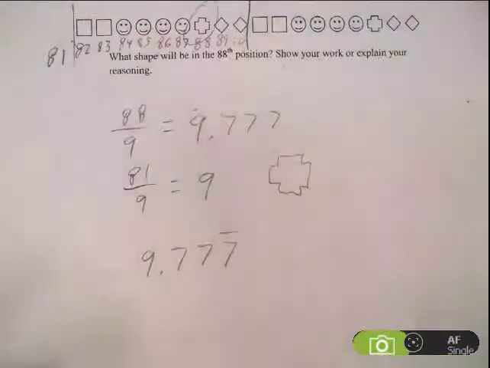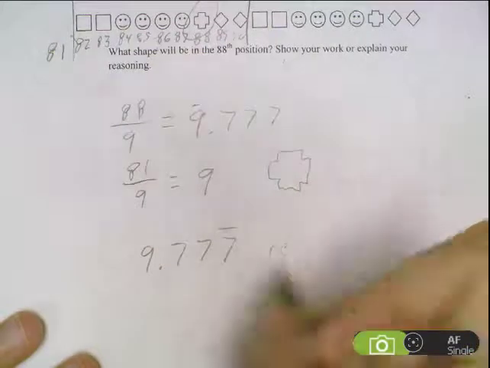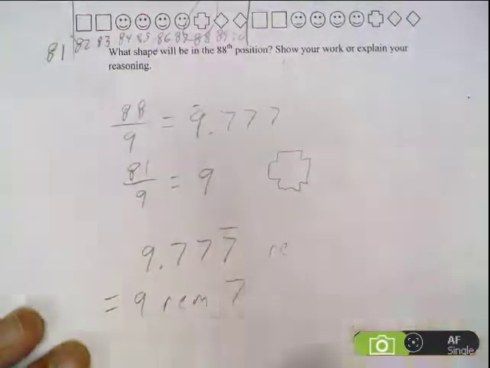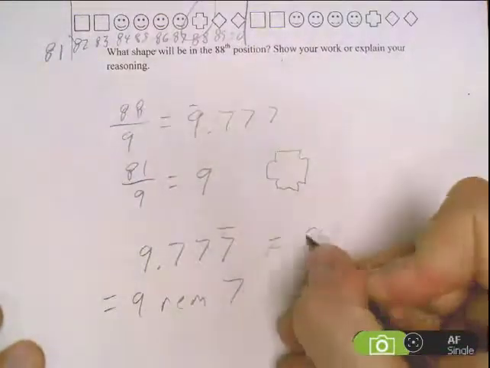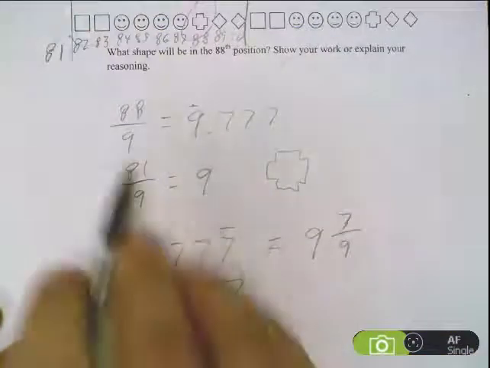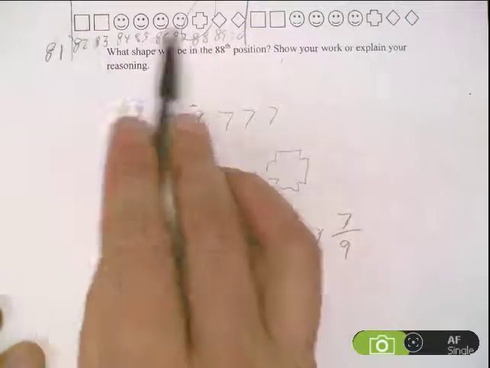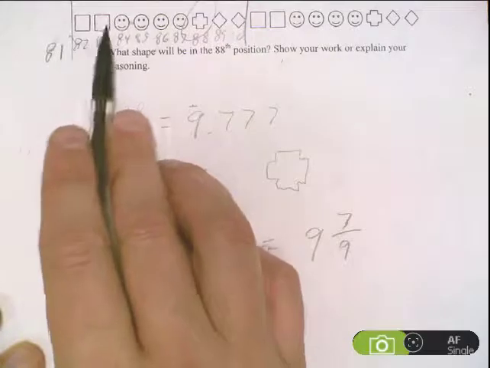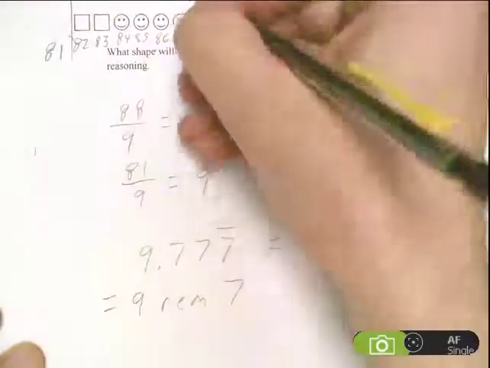Okay. But anyway, this is the same as 9 remainder 7. That's what I wanted. I wanted it to show that this is 9 and 7/9. And so what you can do is just use this as being 1. Since the remainder is 7, it'll be the 7th one, because we'd have a 7 left over. 1, 2, 3, 4, 5, 6, 7. Yeah, so it's that one again.